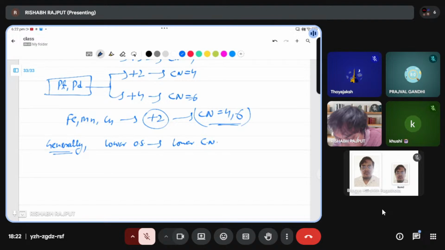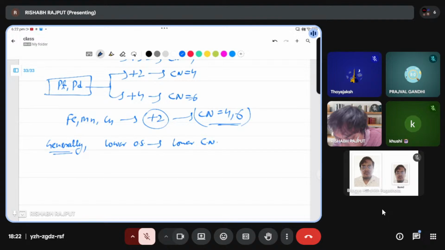So you can see here, for the third period elements, if you have oxidation number plus 2, they show coordination number 4. If you have oxidation number plus 3, they show coordination number 6. So generally in coordination compounds, a lower oxidation state shows a lower coordination number, and a higher oxidation state shows a higher coordination number. Now I will start, so you will get the idea.